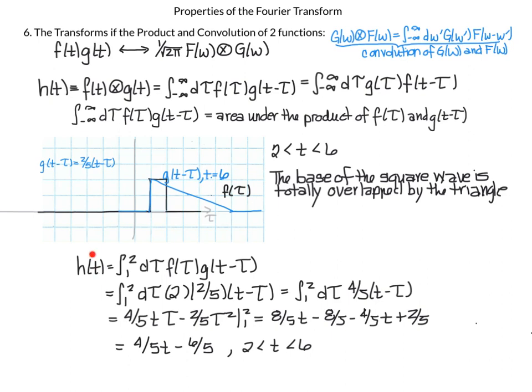And now we can write our formula for h of t. For this whole interval, since there's always overlap over the entire base, we're going to integrate from 1 to 2 d tau f of tau g of t minus tau. So our f of tau is 2, g of t minus tau is 2/5 (t minus tau). We multiply 2 times 2, and then we integrate, plug in our limits of integration, some arithmetic, and we get 4/5 t minus 6/5. And again, this is for t between 2 and 6.